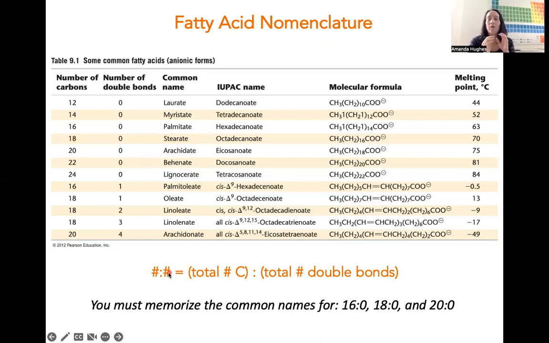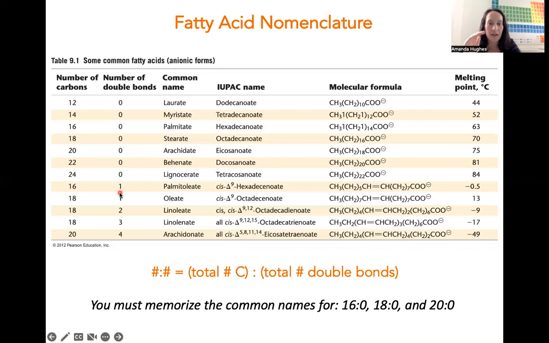Okay, so a way that we like to write these fatty acids out is we typically do a number colon number, and the very first number will show you how many total carbons are in the fatty acid chain. And after the colon, the second number will tell you how many total double bonds there are. So for example, instead of saying palmitate, I could just say 16:0. So draw me a 16:0 fatty acid. So you'd have to draw 16 carbons. Don't forget the carboxylic acid, but the 0 indicates no double bonds.